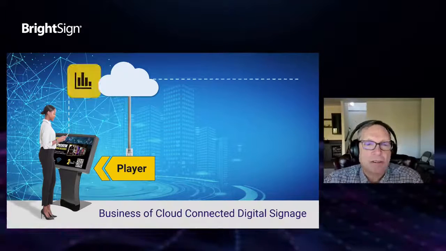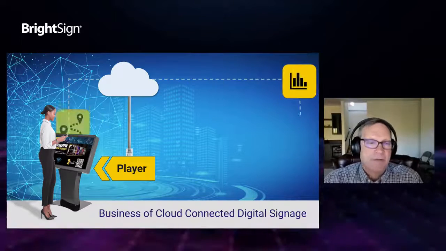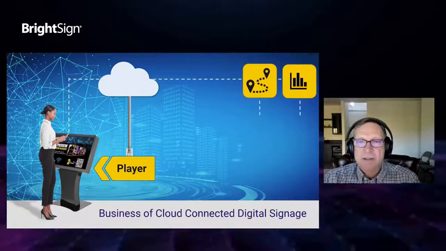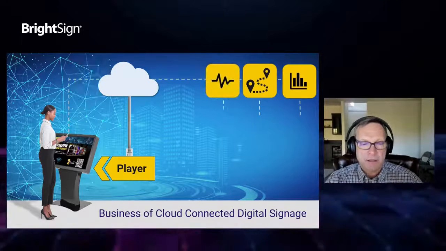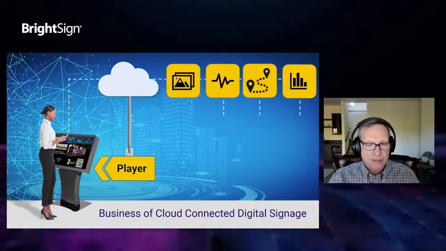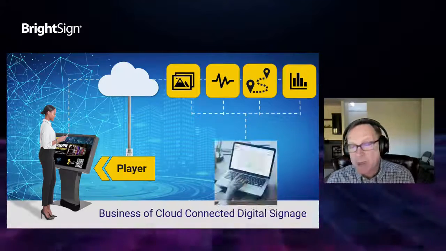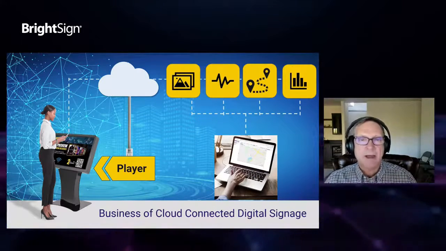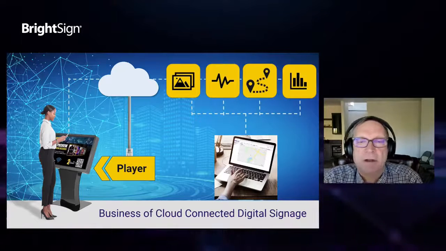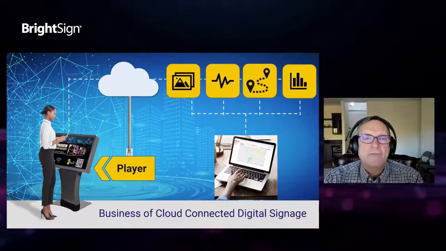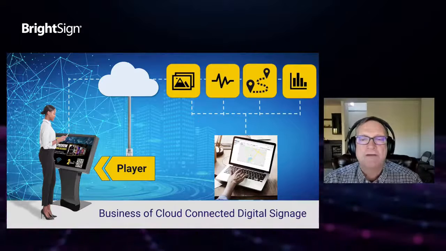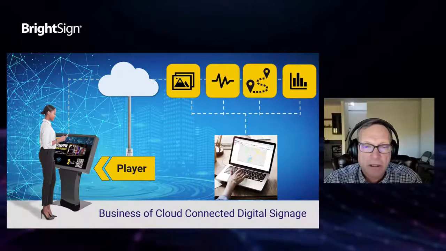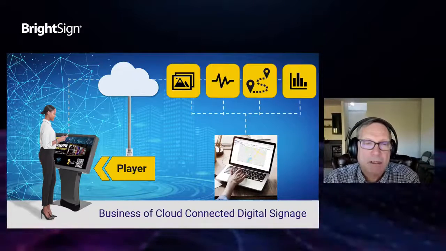Next, let's transition a little bit to the business of cloud connected digital signage. We've talked a lot about the fundamentals to look for in these systems. I have not spent a lot of time on the pure content side; I'll talk a little bit about that next. But the real business of cloud connected signage is you have to look at the total cost of everything when you're actually going to deploy these networks and manage the networks.